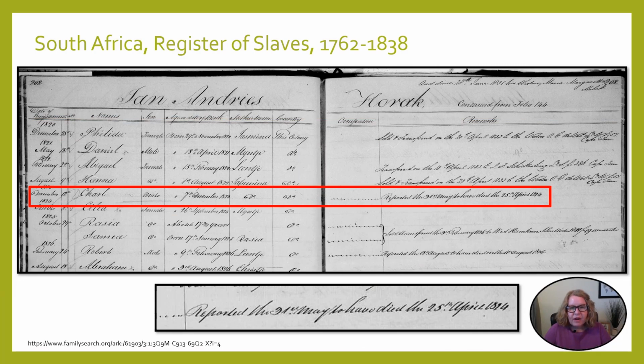Other information in that remarks column will sometimes state when the enslaved person died, as you can see in line number 5 there, the entry for Charles, who was born on the 7th of December 1823, also to a Jasmina. So it could very likely be the same person as that first entry we looked at, just a slightly different spelling. The remarks tell us that it was reported on the 31st of May that the child had died on the 25th of April 1824, so was only a very few months old. This is the entry here that we're looking at.